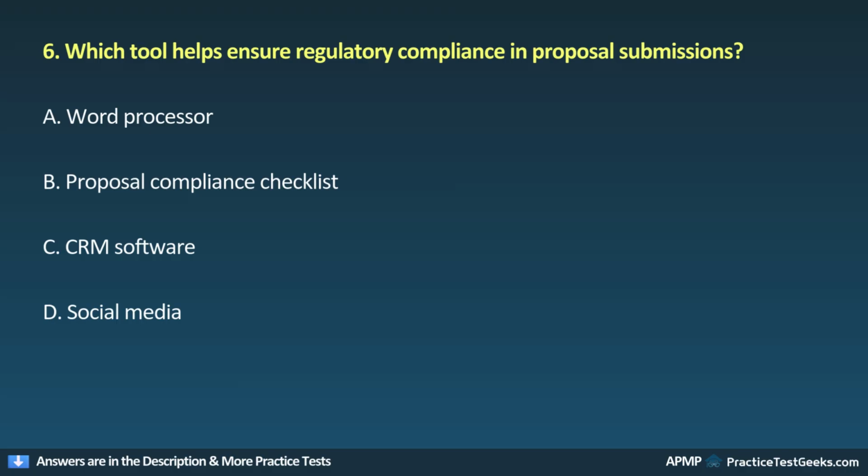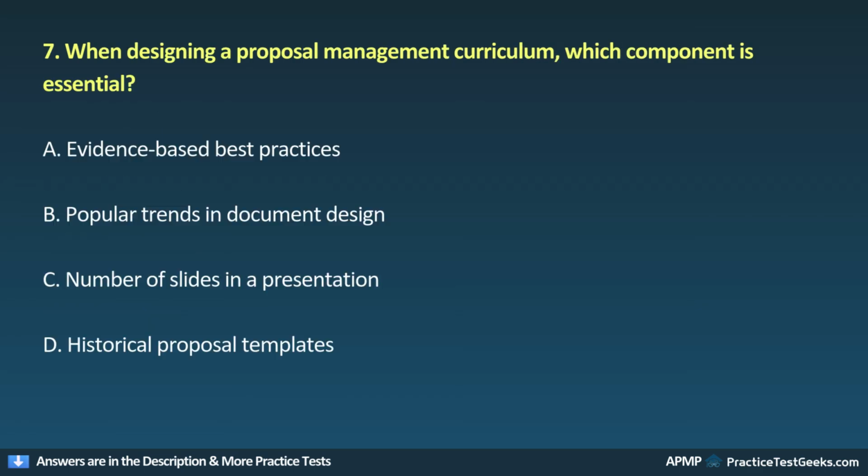A. Word processor. B. Proposal compliance checklist. C. CRM software. D. Social media. 7. When designing a proposal management curriculum, which component is essential? A. Evidence-based best practices. B.